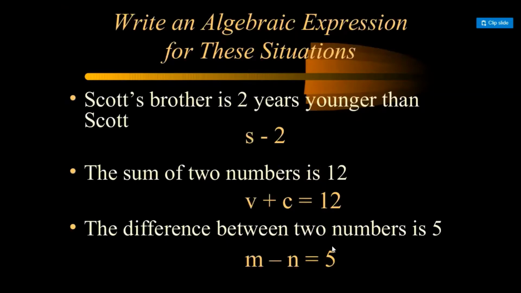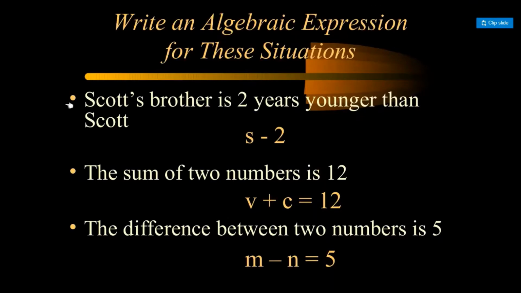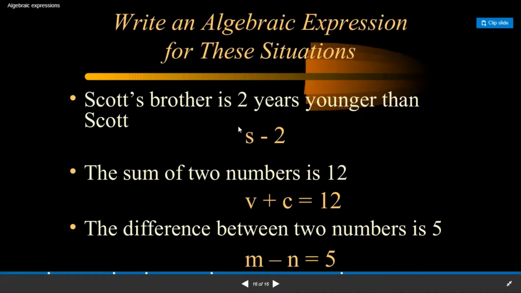Now this time, we're going to write an algebraic expression for a situation. For example, we have here a sample problem. Scott's brother is 2 years younger than Scott. We express the age of Scott as S because we still don't know his age. Younger means we subtract 2, since it's 2 years. So S minus 2, and that's the age of his younger brother.